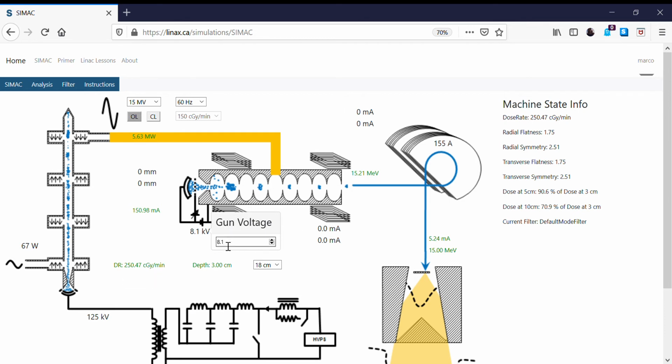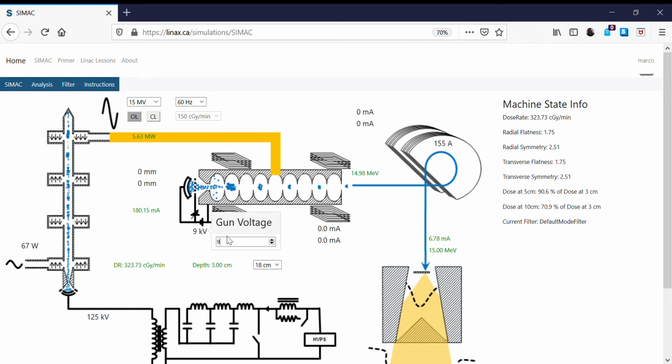If we go from 8 to 9 kV of the gun, we have more current. Energy drops. Now we have a 14.9 MeV beam coming from the accelerator, which is very close to the 15 MeV beam that the bending magnet is allowing through. 6.78 milliamps of current striking the target, producing a dose rate of 323 centimeters per minute.